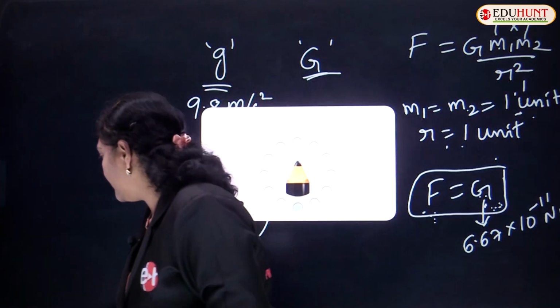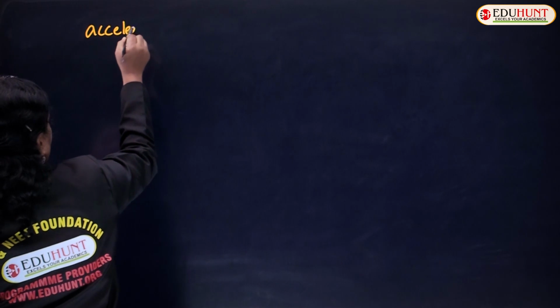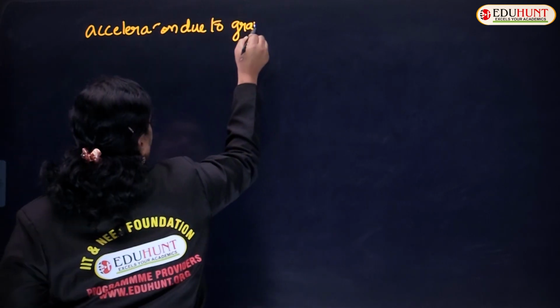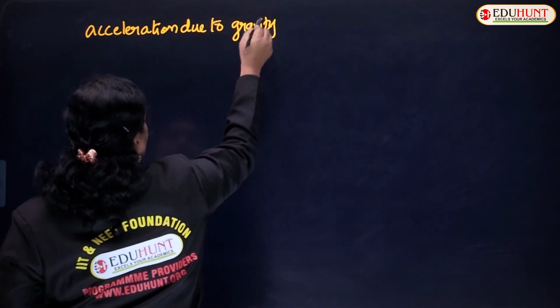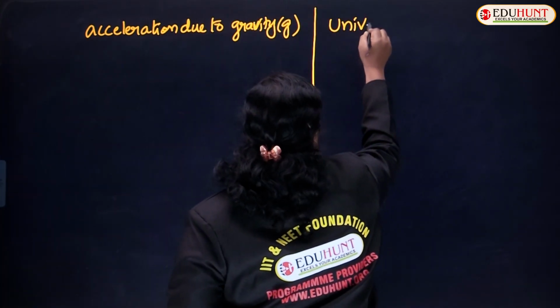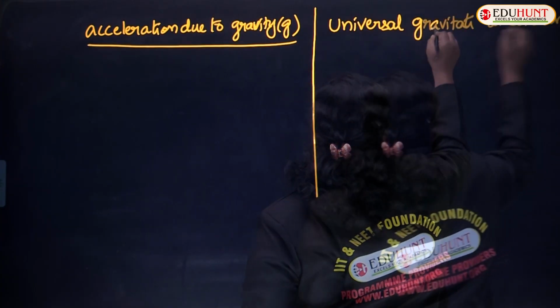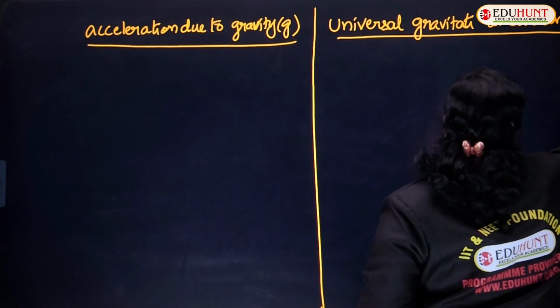If you want me to write down, so go through this, children. Acceleration due to gravity is indicated with the letter small g. This is your universal gravitational constant, indicated with the letter capital G.